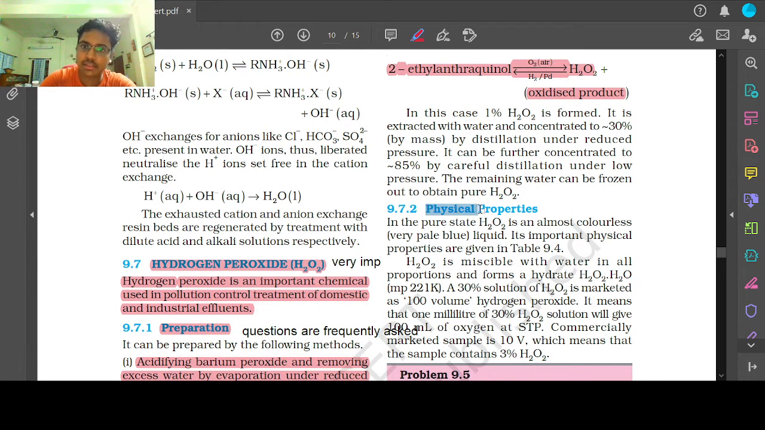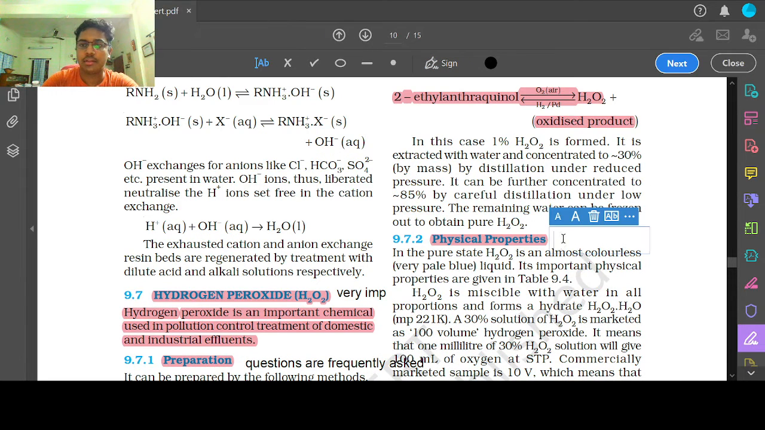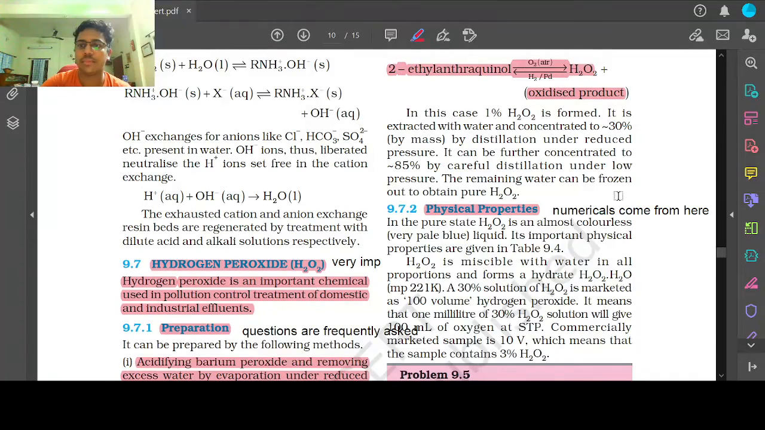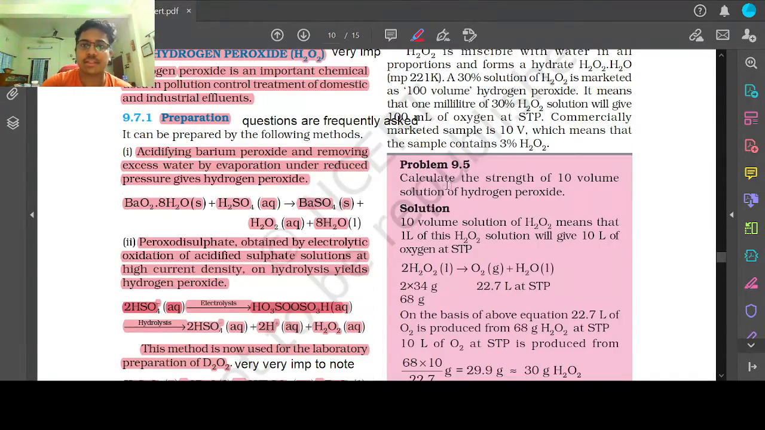In physical properties, the main thing that comes here is the volume strength. Numericals come from here. So let us understand this through a problem, because if you want to understand numericals, the best way is to study from the problem itself.